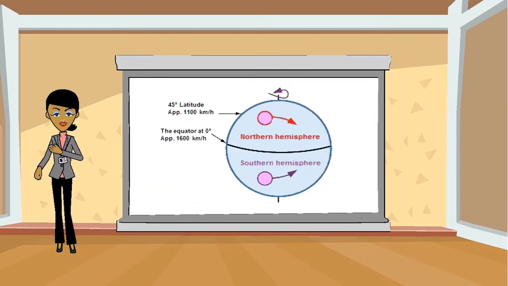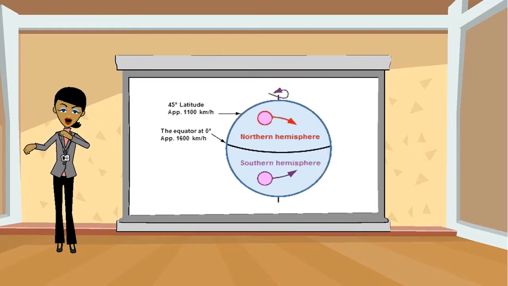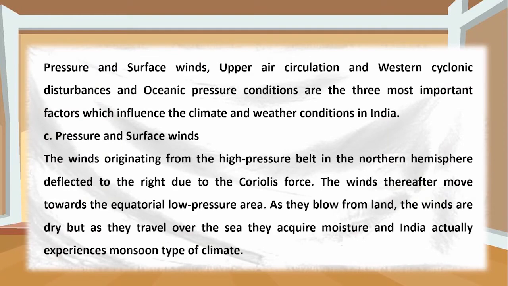As a result of Coriolis force, the right deviated wind moves to a low pressure equatorial region. As the winds travel over land, they are dry, but as they move over the sea, they gain moisture. Thus, India experiences a monsoon type of climate.